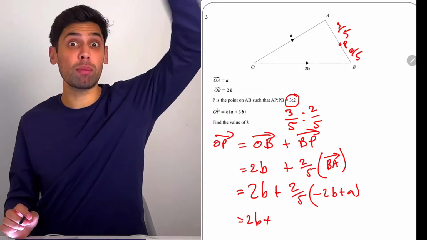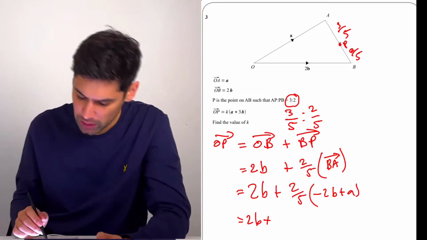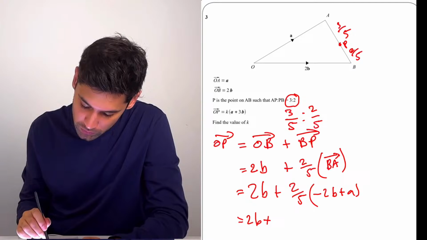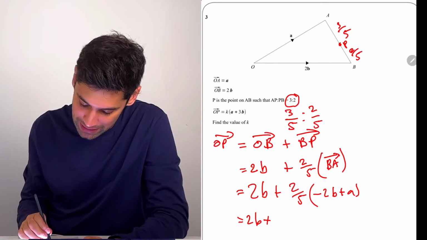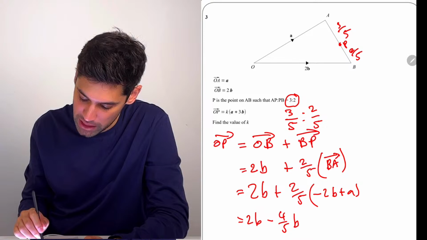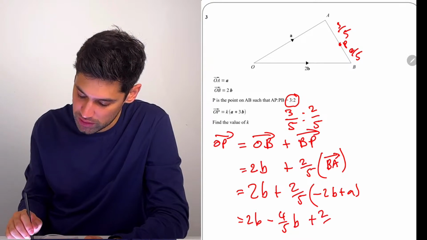The number times is to the top of the fraction, not to the bottom. That's only when we're doing fractions times fractions. We do top times top, bottom times bottom. So that's actually going to be negative, isn't it? Minus 4/5 B plus 2/5 A.